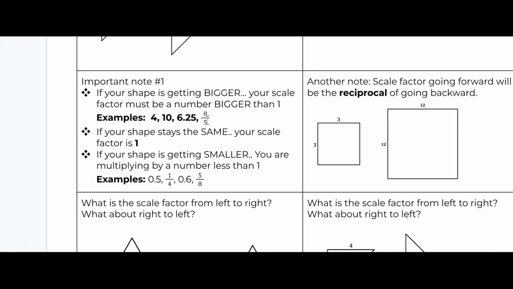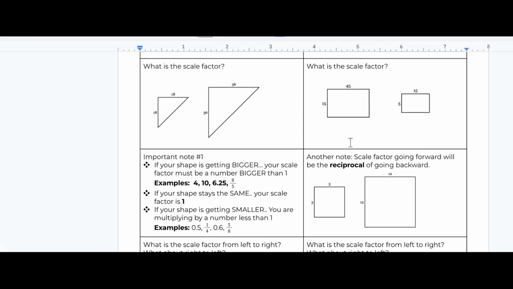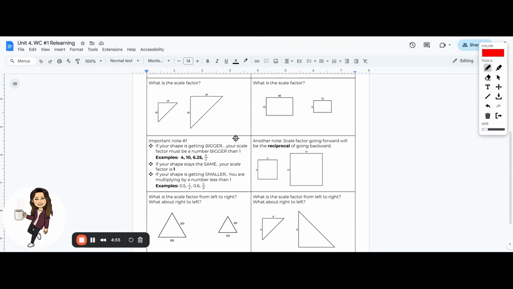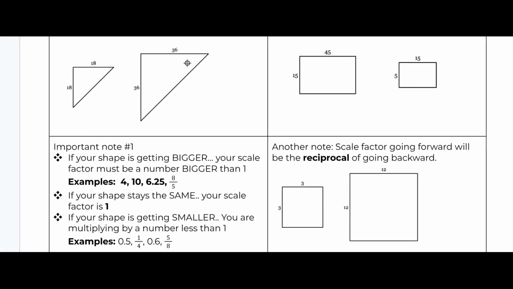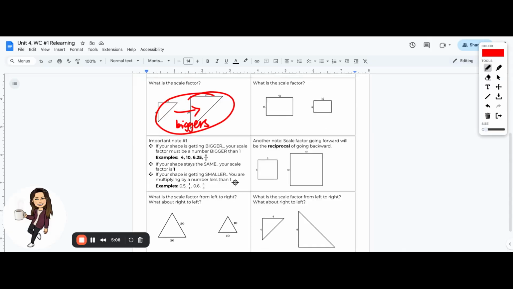So a couple of important notes that kind of go with what we were just talking about. If you are seeing that your shape is getting bigger, so if you look at this one that we did right here, it's getting bigger. What that means is that your scale factor has to be bigger than 1, okay? So either a whole number or like 6.2, 5.79.